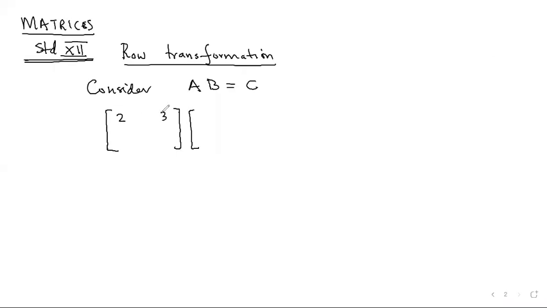Multiply the matrices [2, 3; 4, 1] with [1, 2; -1, 3]. Multiply and write your answer. Directly multiply and write your answer. 2 minus 3, minus 1. 4 plus 9, 13. 4 minus 1, 3. 8 plus 3, 11.